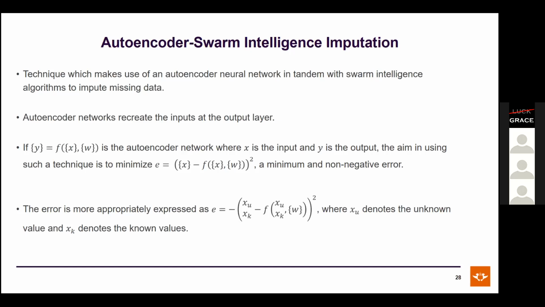So the aim is basically to minimize. In such a setting, you want to minimize the error between your output Y and your input X, because at the end of the day, you want them to be equal. So you need to minimize the error between one and the other. Like we mentioned, the aim in autoencoders is to minimize the error, which is X minus the autoencoder function.